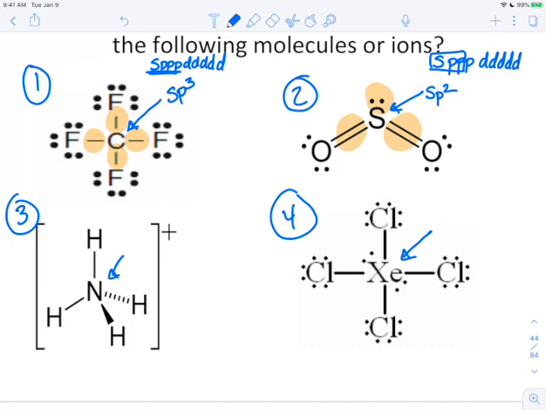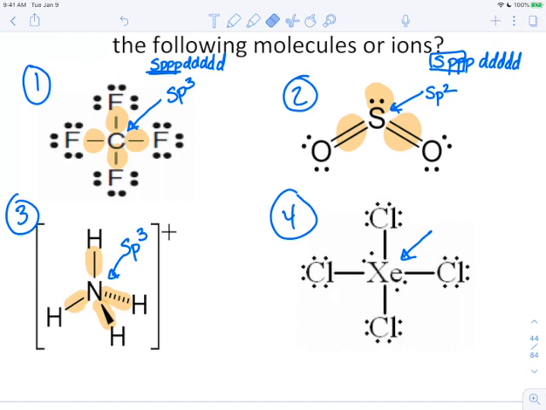All right, so let's move to our next one, and I see a popular answer of sp3, and I agree. This is also sp3 because we have 1, 2, 3, and 4 electron clouds. The fact that it has a positive charge does not change anything with hybridization. So that's an important point. Whether it's positive or negative or 2 plus or 2 minus, that doesn't change anything with hybridization. It's all about the electron groups.